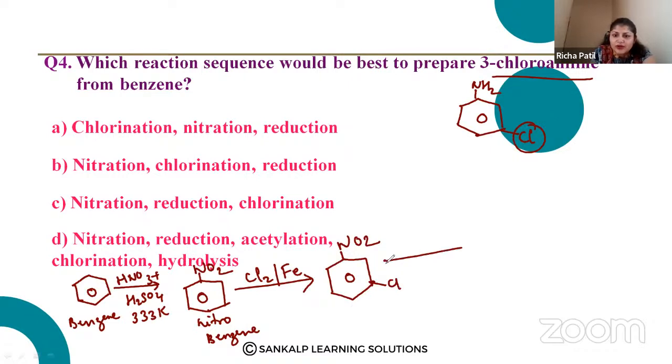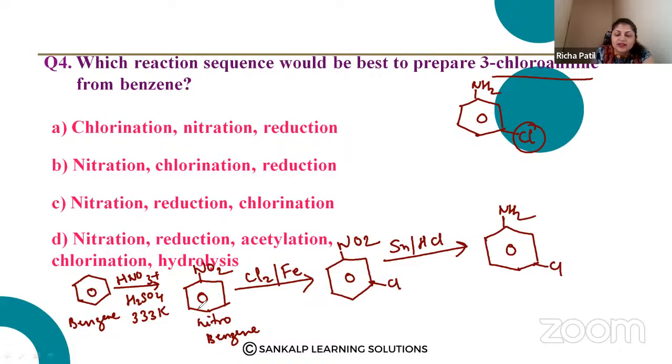Next, what are you going to do? NO2 groups can be reduced. How can we do the reduction? By using tin and HCl. That gives NH2 and Cl. So what is the answer?